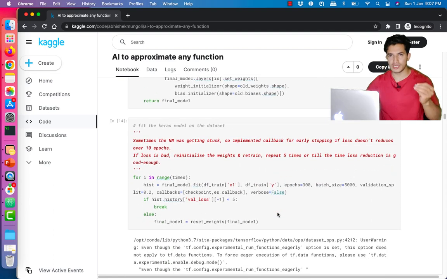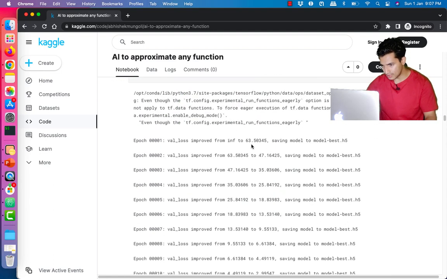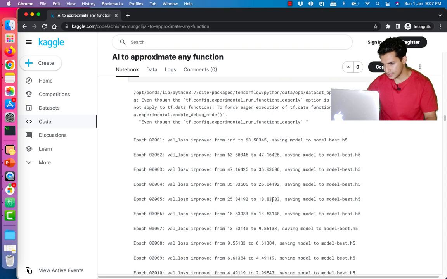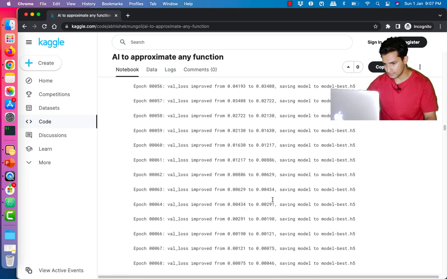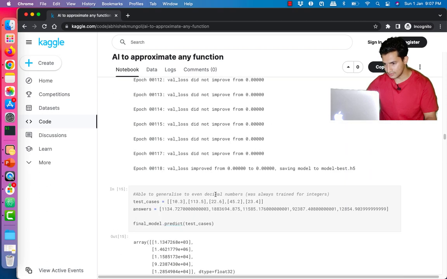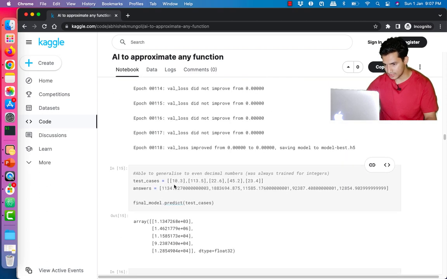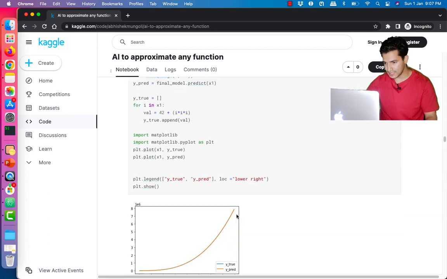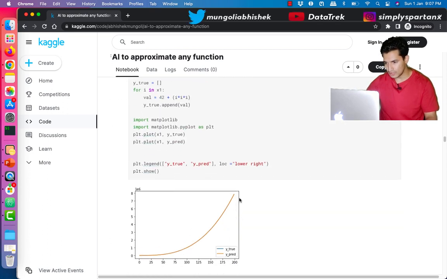And we can see for 42 plus x cube, the neural network has started training, and over multiple epochs, the loss has reduced to almost zero. We have again tested for a training example, 10.3, the answer is 1134, and the output is also close. If we visualize it, the two lines overlap, that is, input is accurately mapped to the right output; y true and y prediction are almost the same.